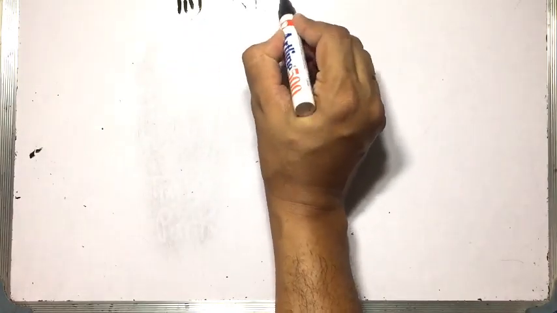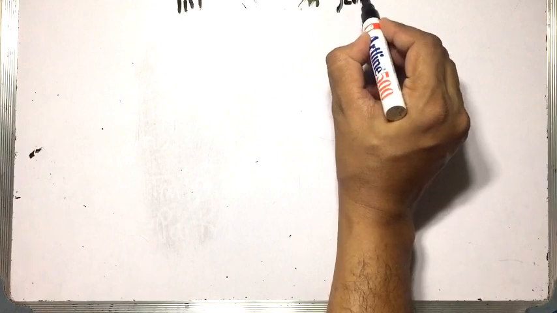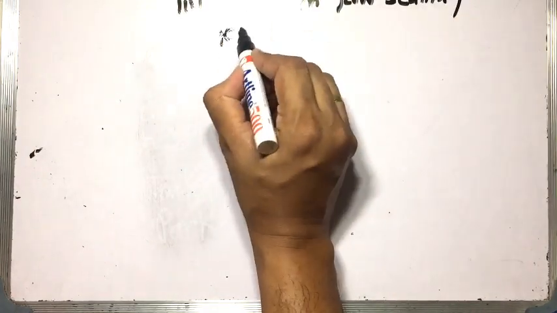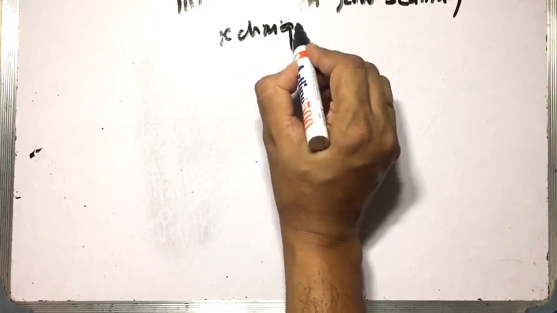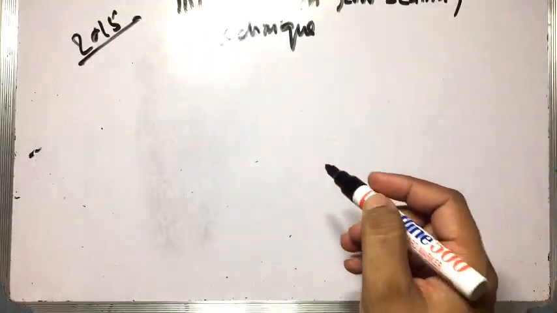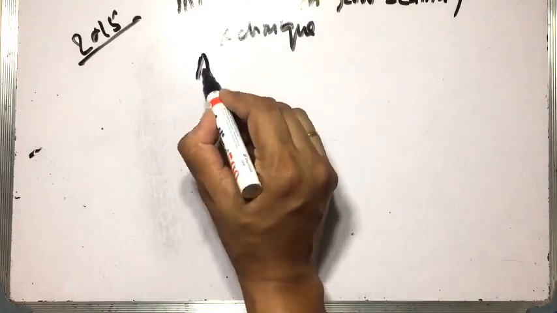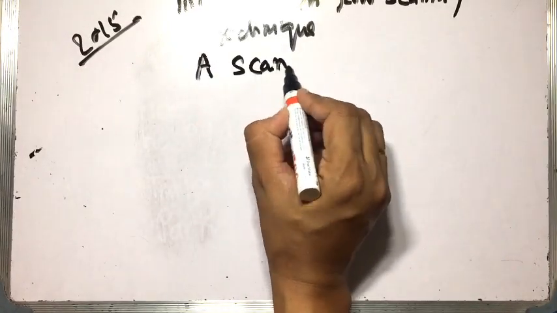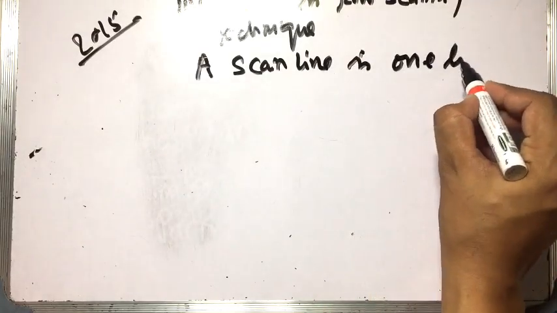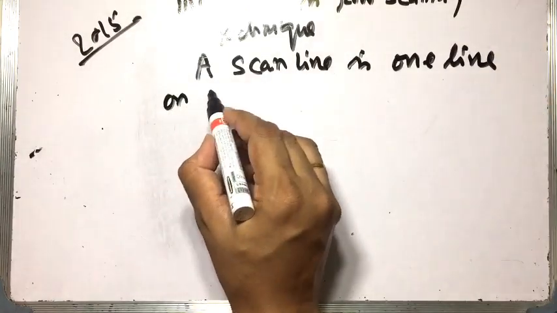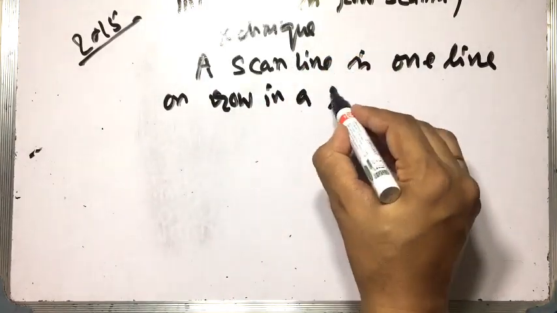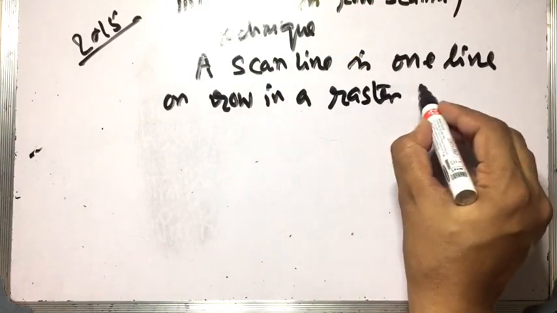What is the row scanning technique? A scan line is one line or row in a raster scanning algorithm.